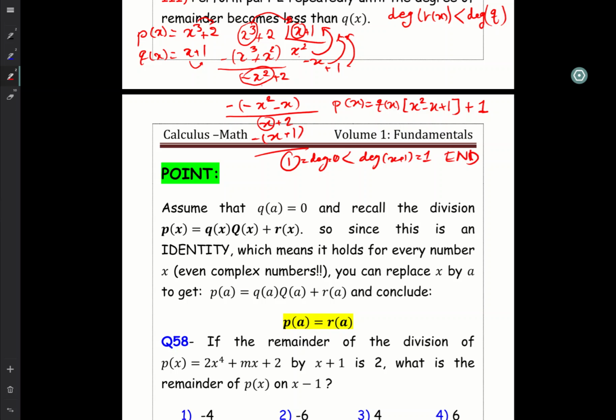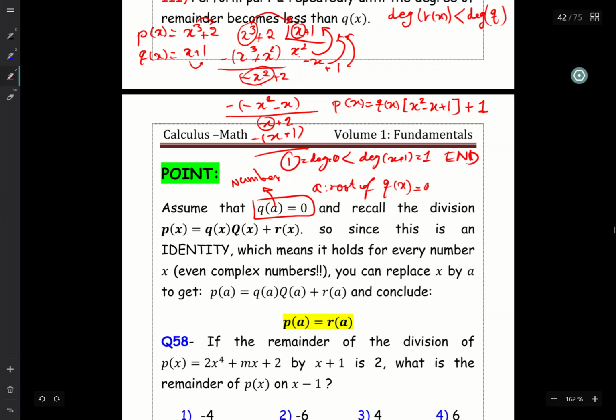All right, there is an important point here. Assume that a is a number and q(a) is 0. Basically, a is a root of q(x). Whenever q of some number becomes 0, basically if we solve q(x) = 0, the solutions are the roots of this polynomial. So if a is a root of q(x), recall the division: p(x) = q(x)Q(x) + r(x).